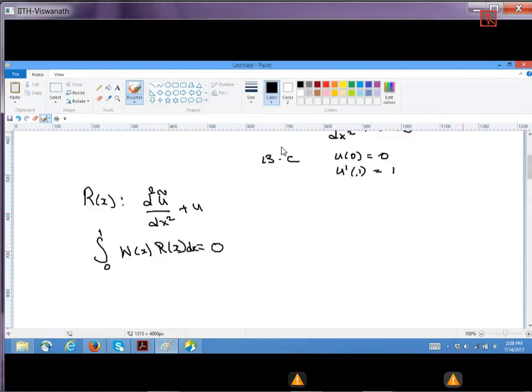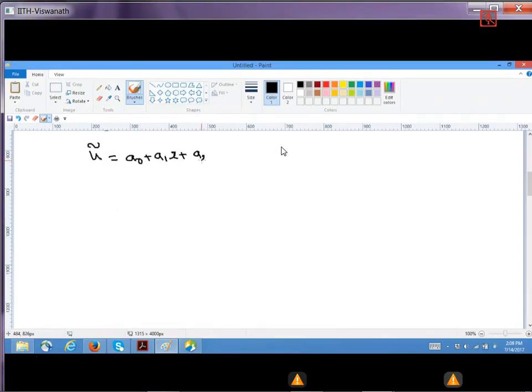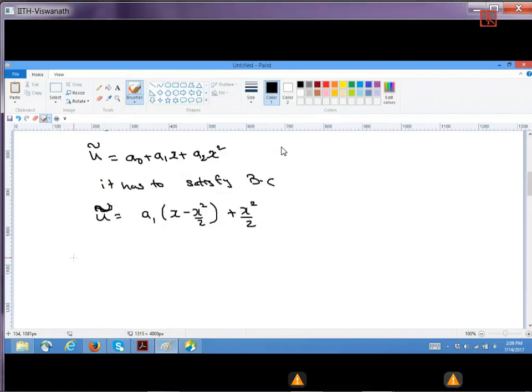Depending upon your approximation, where we choose the approximation to be a polynomial approximation, and it has to satisfy the boundary conditions, then your u tilde is something like this. After you have the form of u tilde, then you substitute in your R. And then what we say is there are several different methods.